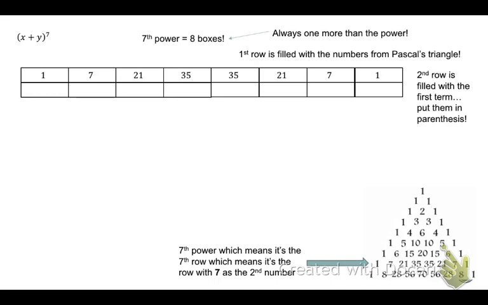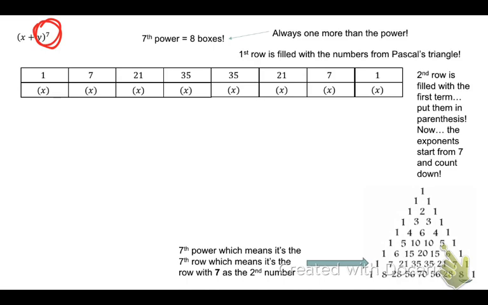The second row is filled with the first term. Put them in parentheses. So the first term here is x. So it's going to be x, x, x, x, x, x, x, all the way down. Now the exponents, we have to have exponents. On the first row, they start at 7 and they count down. So they start at whatever your power happens to be. Our power here was 7, so they count down from there. So this is going to be 7, 6, 5, 4, 3, 2, 1, 0.